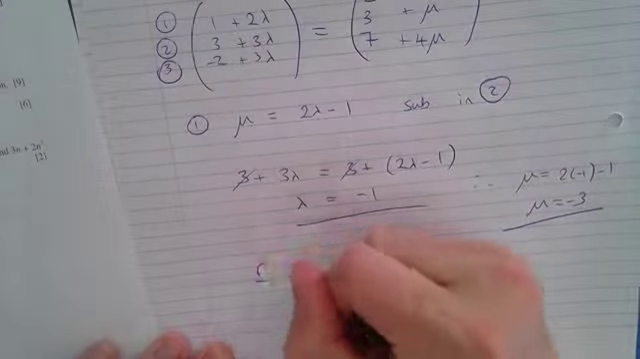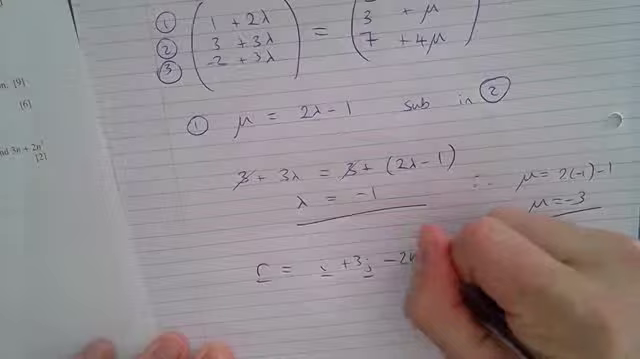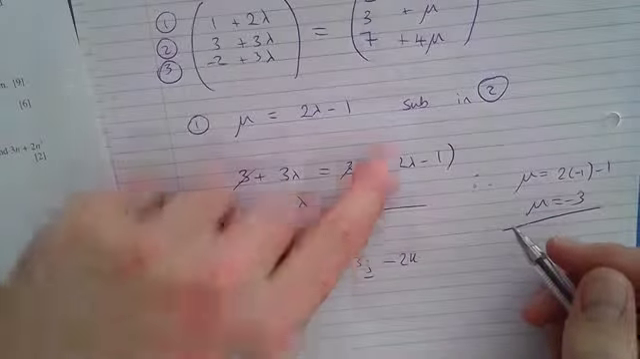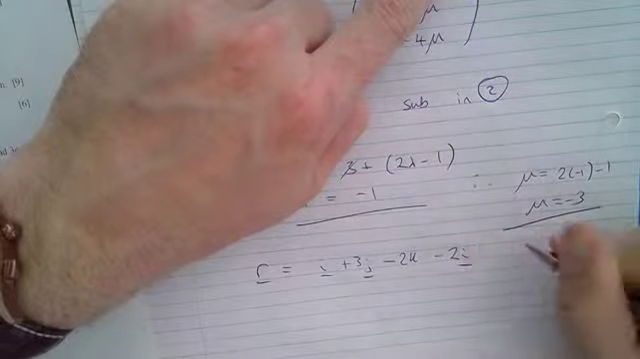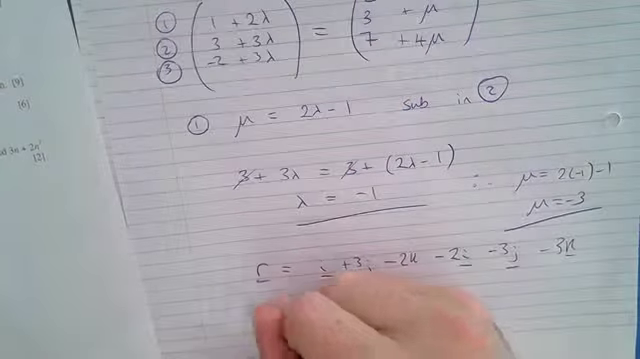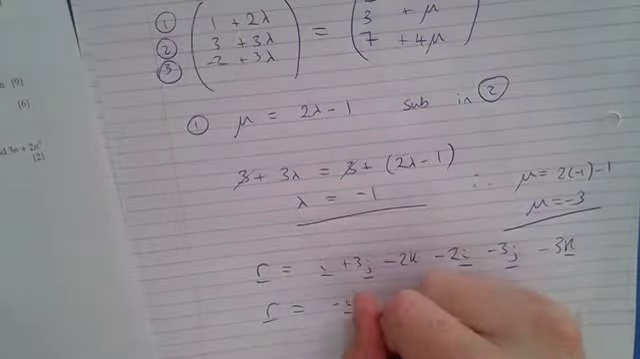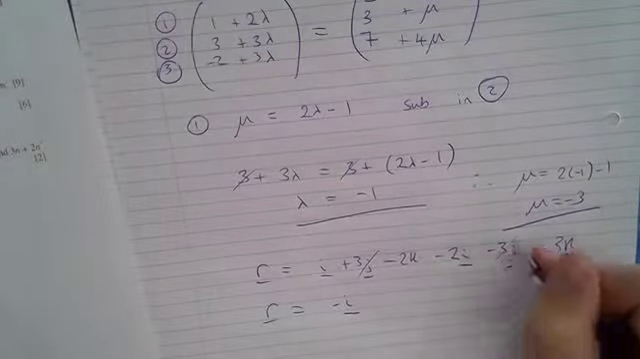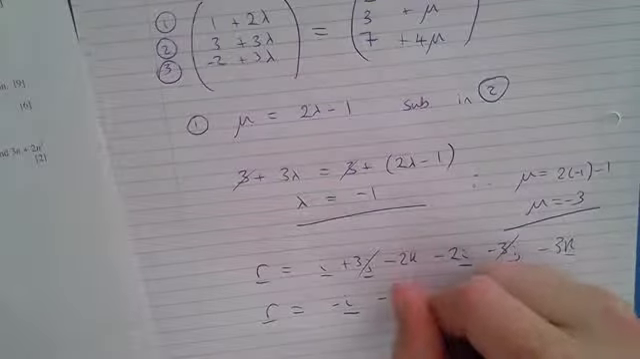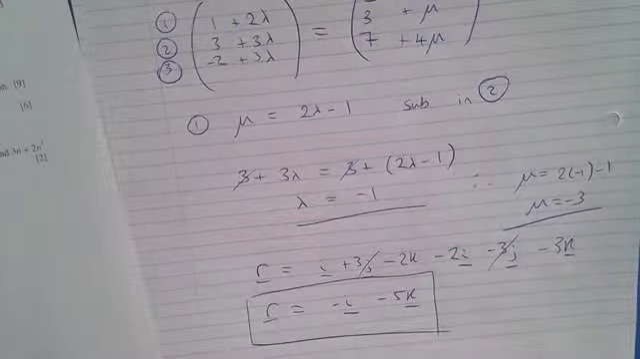So I'm going to get r is equal to i plus 3j minus 2k. And then lambda was equal to minus 1. So that would then be minus 2i minus 3j minus 3k. And then I just literally sort that out. So I've got minus i. The j's cancel. And then minus 5k. Again, final answers just make it stand out.